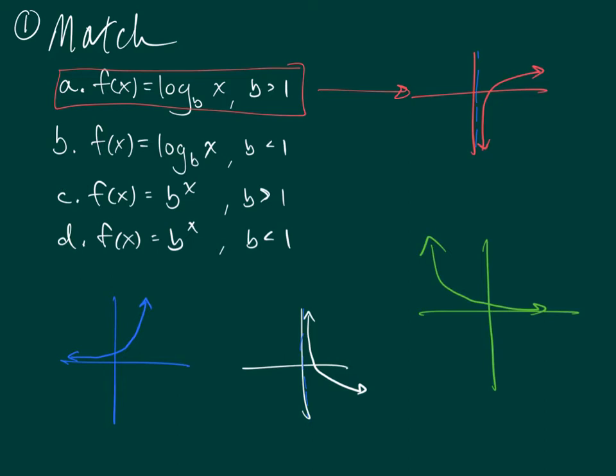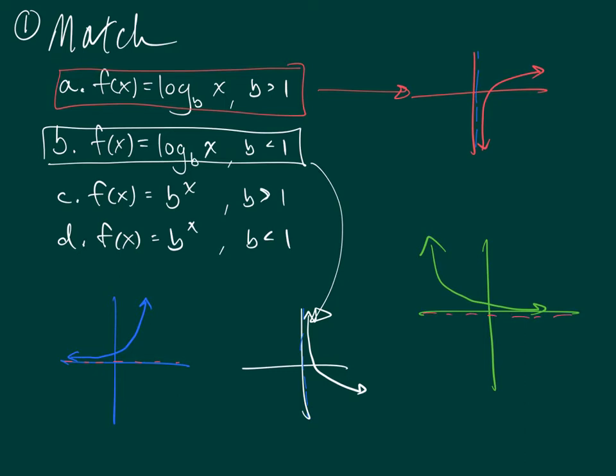For the second one, I think it becomes a little more clear because the only other log function we have is this one right here. So this function will be paired up with the white graph. And now these last two are exponential functions, and you know that these other two graphs are exponential functions because it looks like there's a horizontal asymptote here.